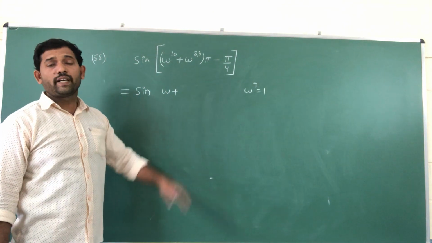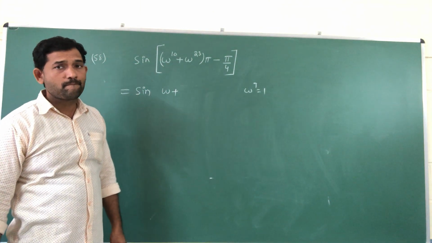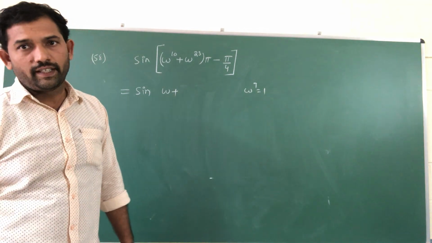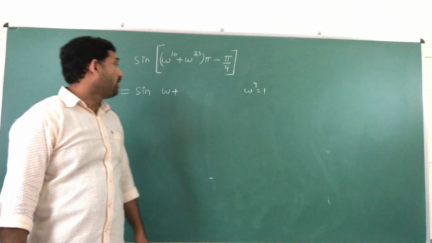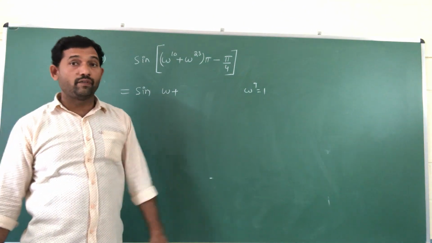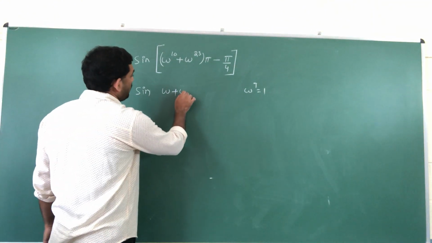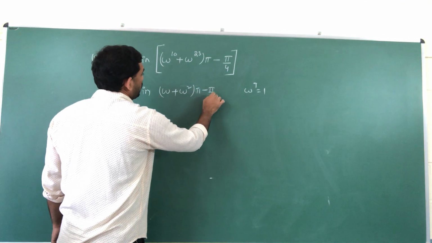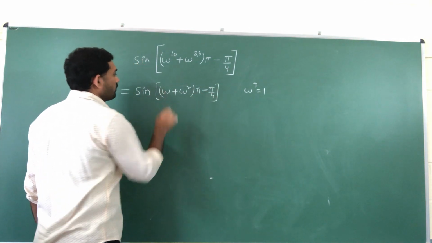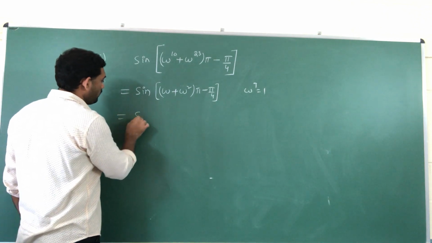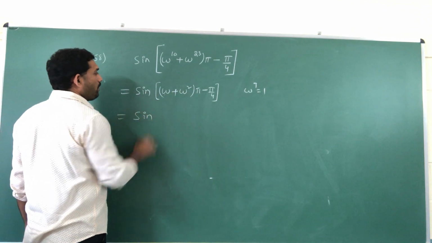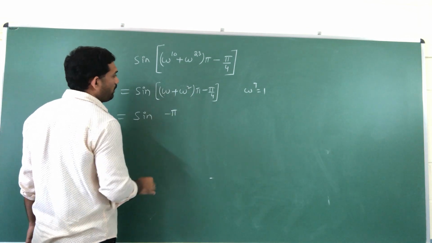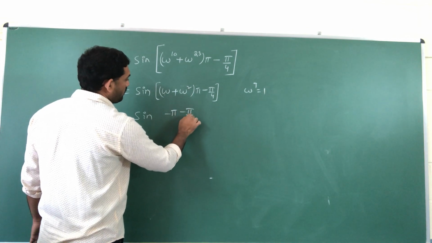Next, omega^23 means what? Multiples of 3: 3 into 6 is 18, 3 into 7 is 21. So the remaining is omega square, into pi minus pi by 4. So sine of omega plus omega square, whose value is minus 1, multiplied by minus pi by 4.